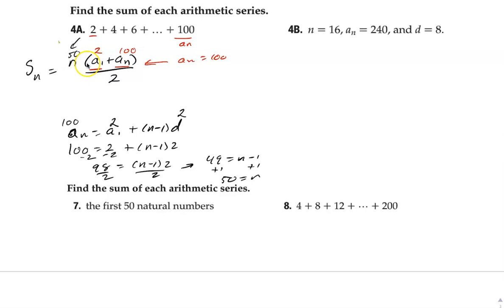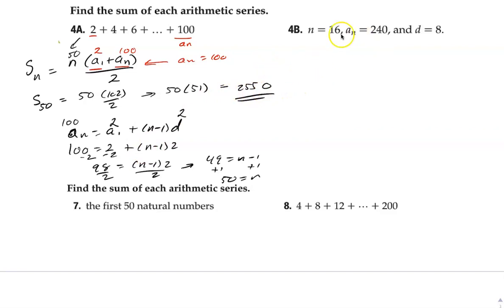So now I have my n, and that's pretty much it. Now we just have to simplify it. So S of 50, we're adding the first 50 terms, will be 50 times 102 divided by 2, which is the same thing as 50 times 51, which is 2,550. So that's the idea there. Again, keep in mind, use the formula. Anytime you're missing something, go back to the original equation and find it.